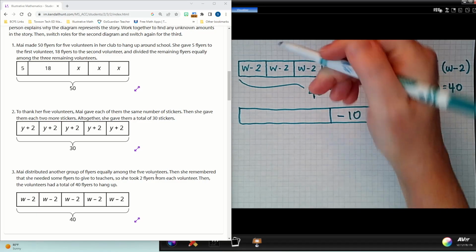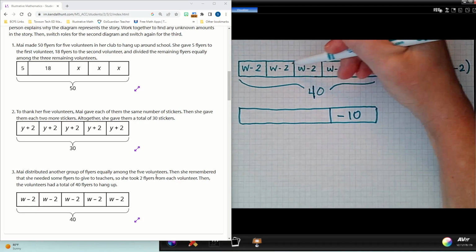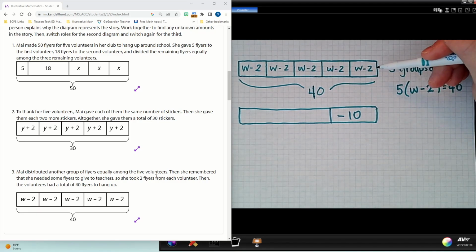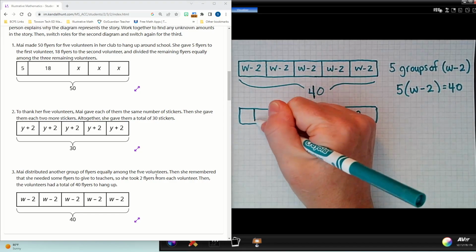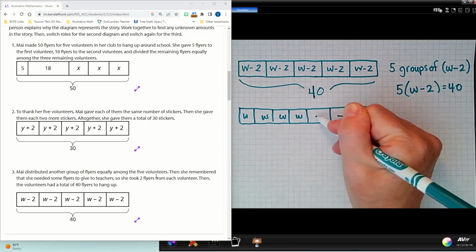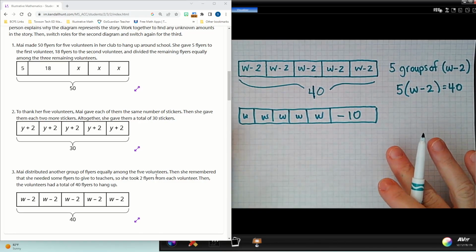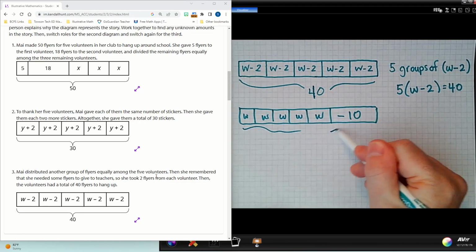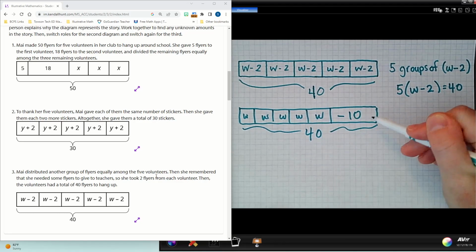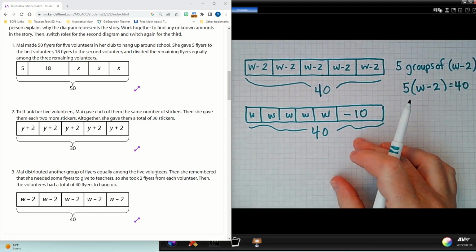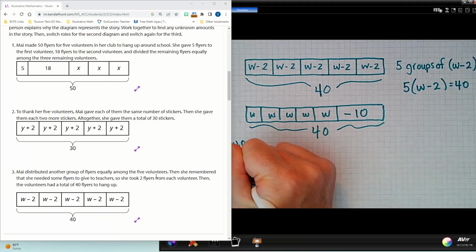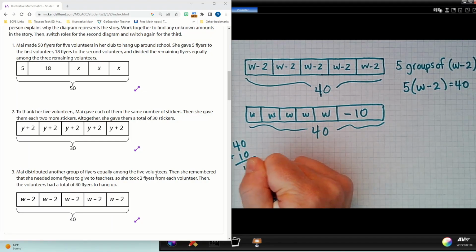It's a negative 10 because we have negative 2, negative 2, negative 2, negative 2, and negative 2, which is a negative 10. And then there's 5 W's. Okay, this may make it easier for them to see. And the total at this point is 40 before she takes back the 10. So if she takes back the 10, she's actually increasing her initial total to 50.